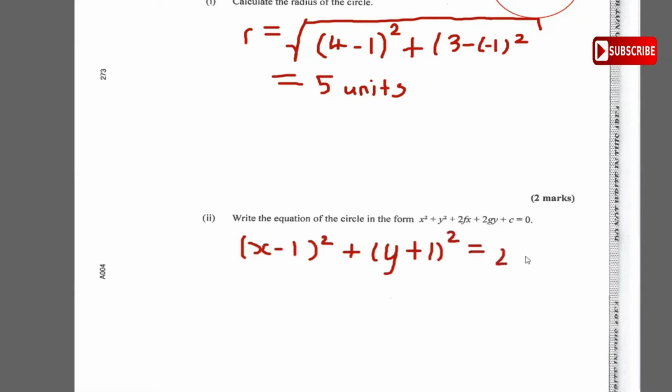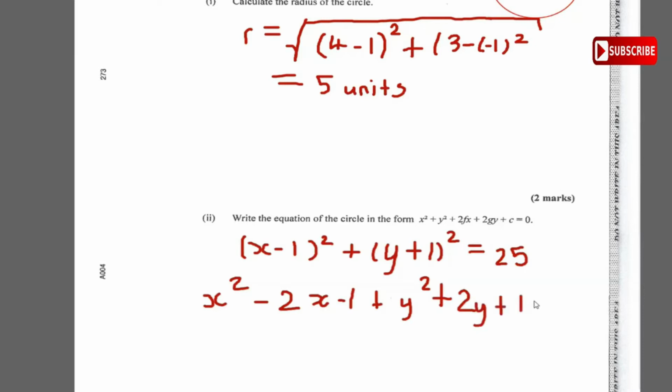And all we need to do is put it in the general form. To put it in the general form, we get it out of the standard form. So we need to expand the brackets to write this as x squared minus 2x plus 1, plus y squared plus 2y plus 1, is equal to 25. This is when we expand it out. So we have no issues whatsoever.